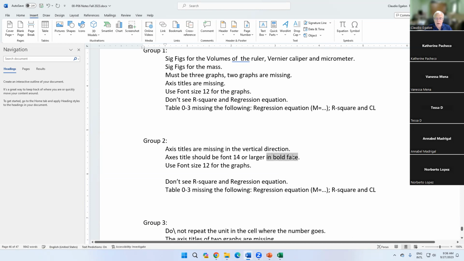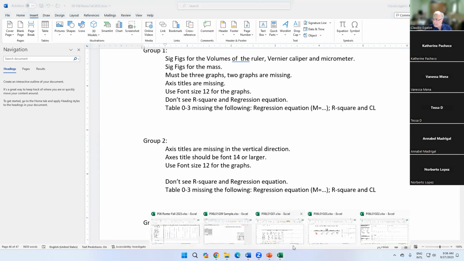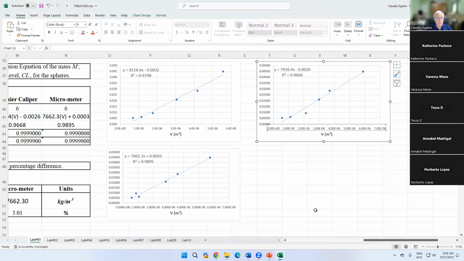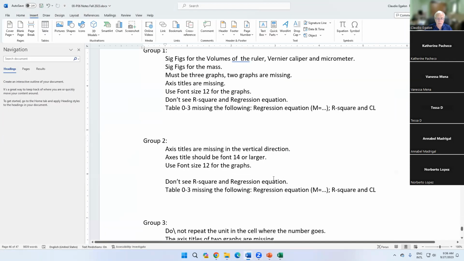Okay, so that's for everybody else. Thank you. 14 or larger. Use font 12 for the graph. What else? And group number 2. Oh yeah, too many zeros, right? Too many zeros.